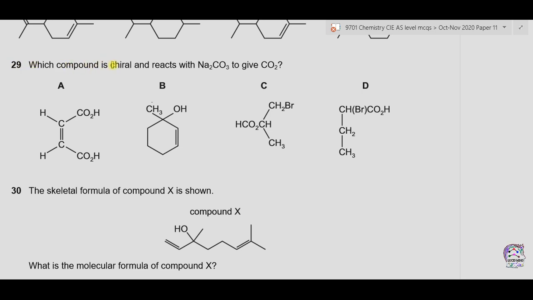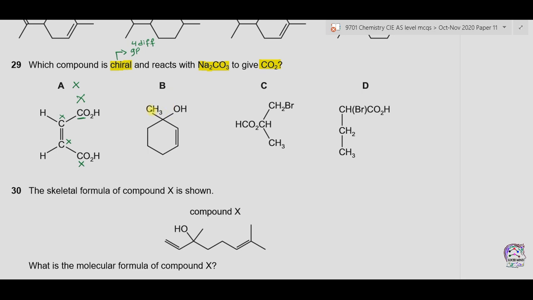Question 29. Which compound is chiral and reacts with sodium carbonate to give carbon dioxide? Now a chiral carbon is one that is attached with 4 different groups or elements. Let's find out the chiral carbon. We can see that the carbon atoms in A are making double bonds. This is making a double bond with oxygen, so it is not chiral. This is making a double bond with the other carbon, so these are not chiral. Again, this is making a double bond with oxygen, so this is not chiral. So none of the carbon atoms in A is chiral, therefore A is incorrect.